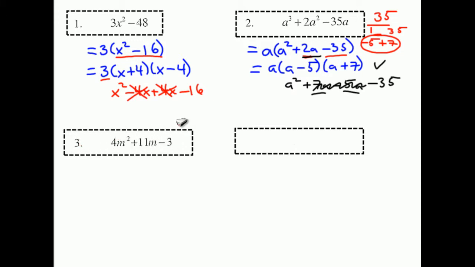4m squared plus 11m minus 3. Now, with this one, we can't take a greatest common factor. We can't take a 4 out of these 3. We can't take a 3 out of them. We can't take an m either. So it looks like we have a trinomial with the first coefficient not being 1.